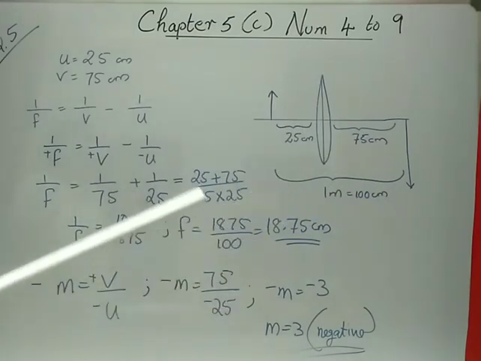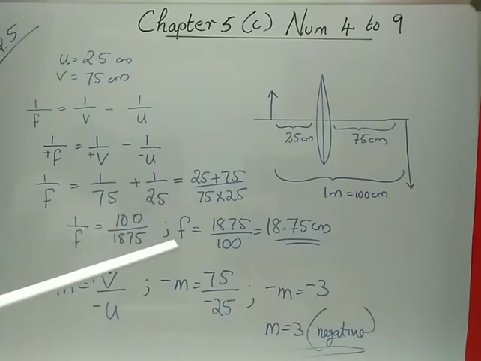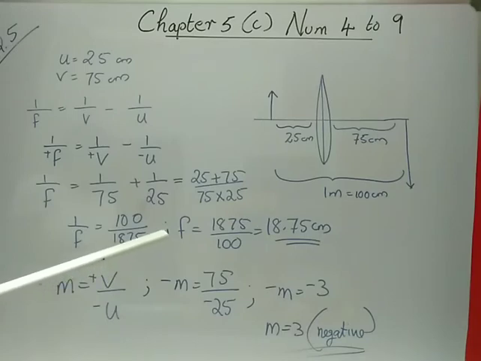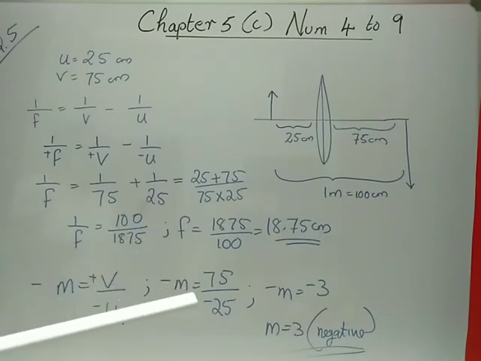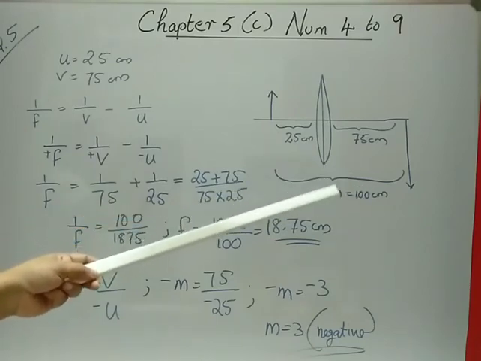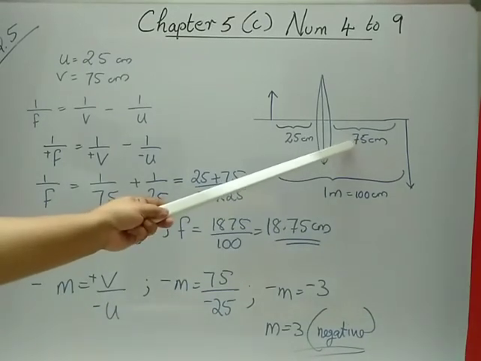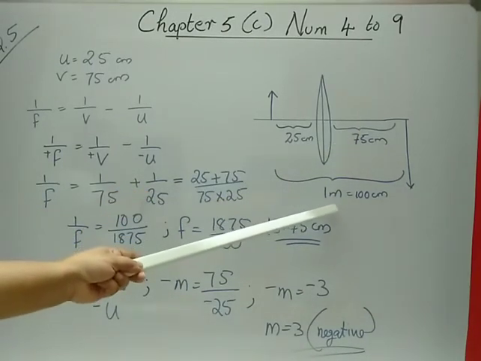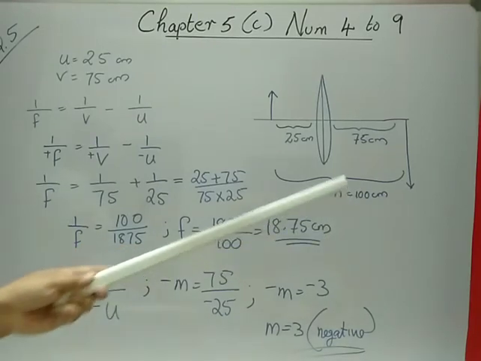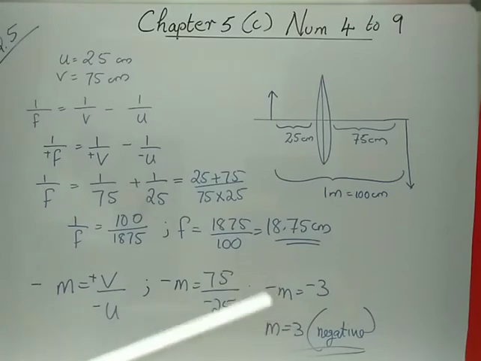1 meter we can take as 100 centimeter, because here you can see a convex lens is used to form the image of an object on the screen placed at a distance 75 centimeter from the lens. So it is given the screen is placed at a distance 75 centimeter from the lens. That is why I took 1 meter as 100 centimeter.